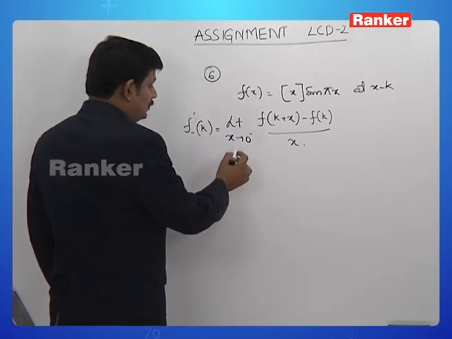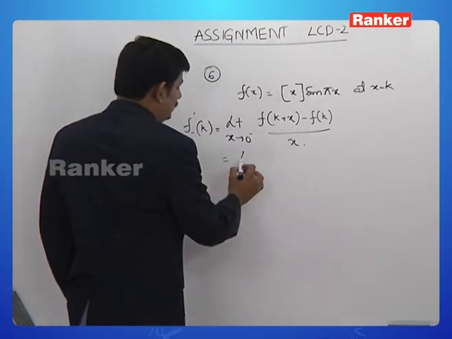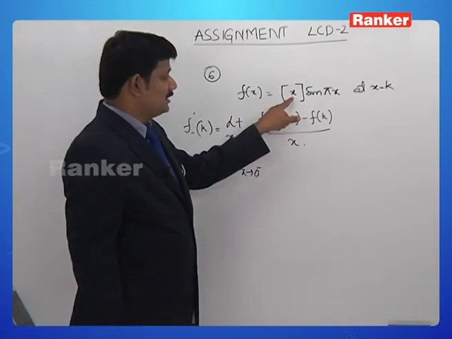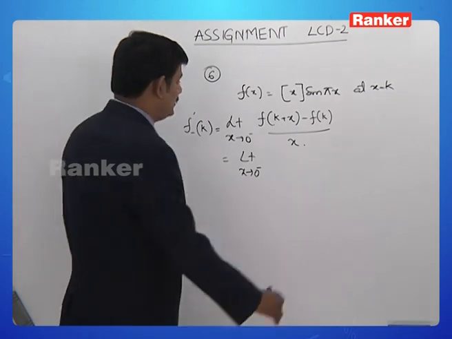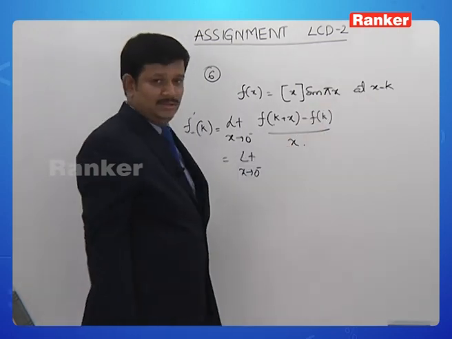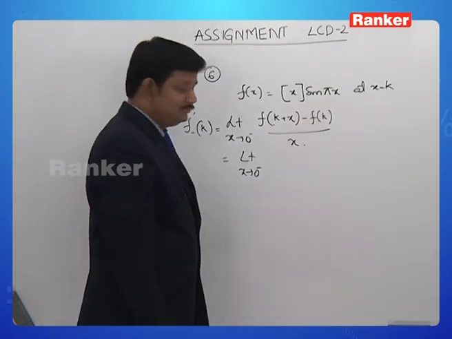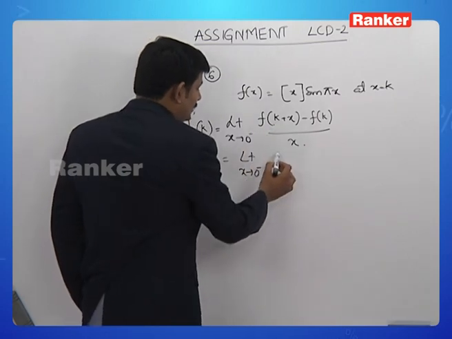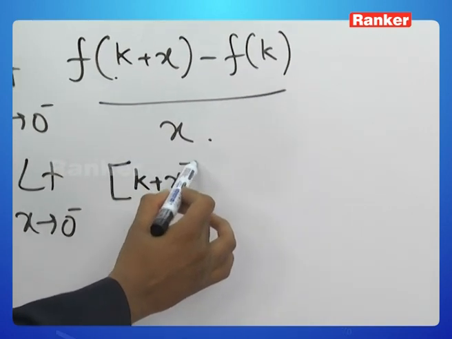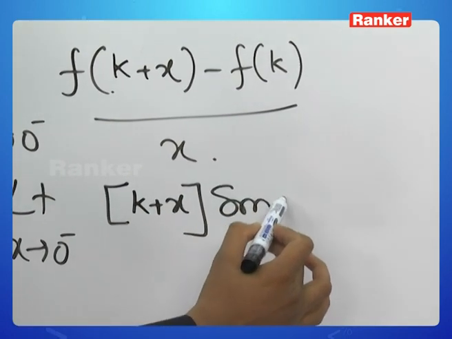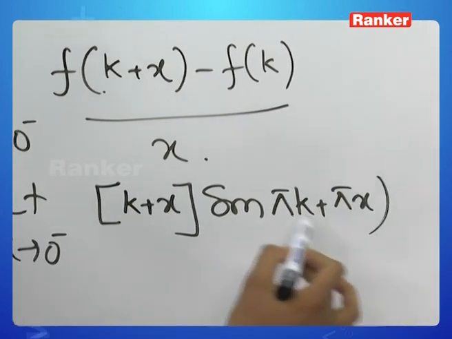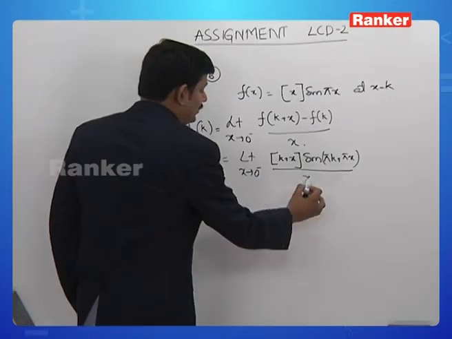Now f of k is, k is an integer, so integral part of k will be k itself, and sine pi k, sine of a multiple of pi, will be 0. So f of k is 0. f of k plus x is integral part of k plus x into sine of pi into k plus x, that is pi k plus pi x, divided by x.